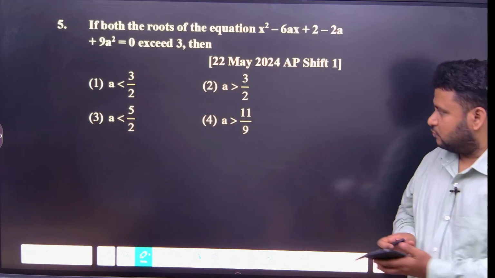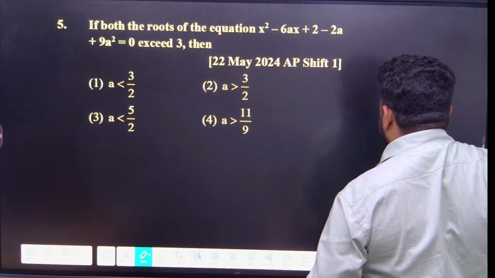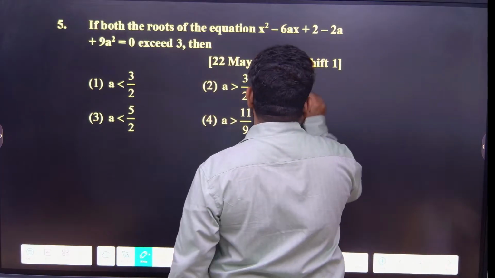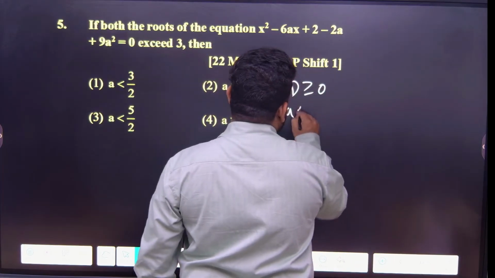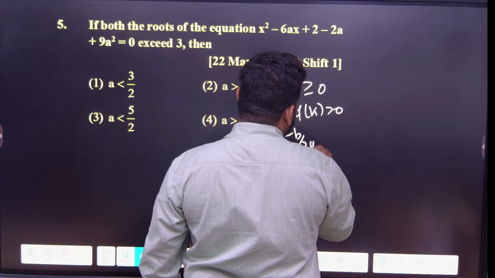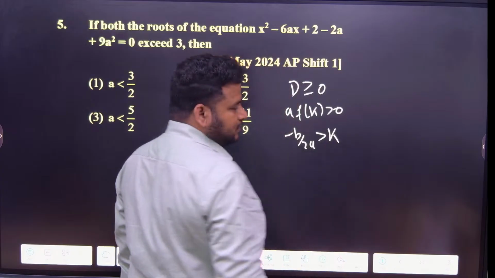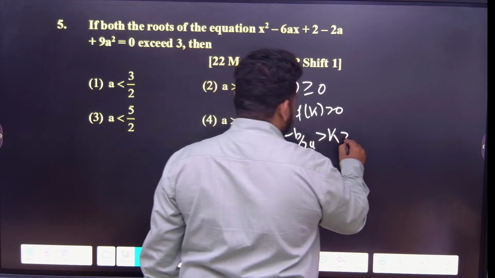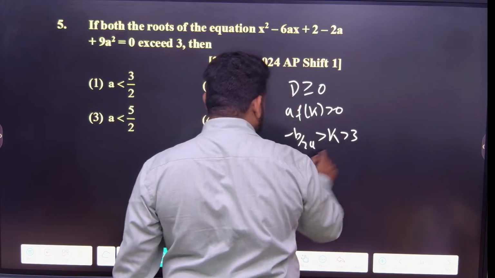So what you should do here? This is second condition. So D is greater than or equal to 0. A times f of k is greater than 0 and also minus b by 2a here is greater than k. Okay, k here is nothing but 3. Correct? That is nothing but 3.